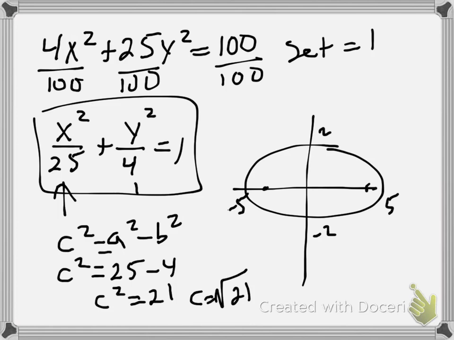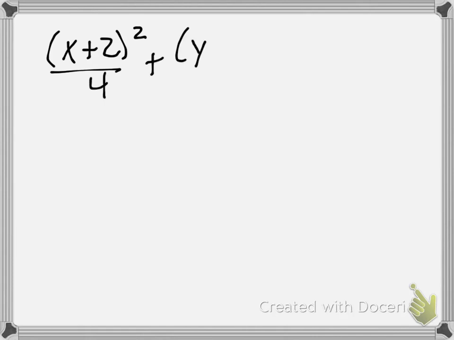Okay, so let's start getting to ones that are graphically not centered at the edges. Let's say we try this one, (x plus 2) squared over 4, and then (y minus 5) squared over 9. Automatically, this one's larger, so it's a y-axis problem.